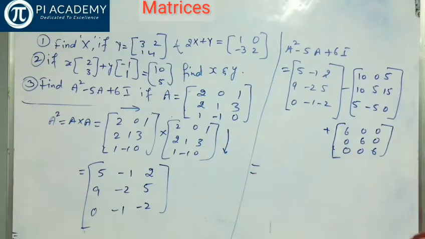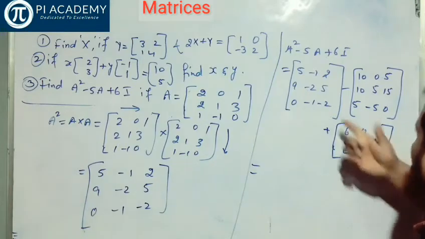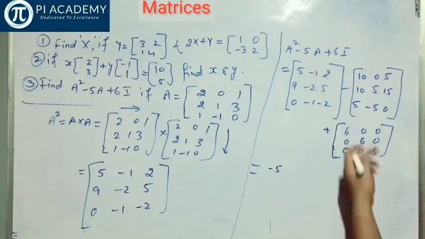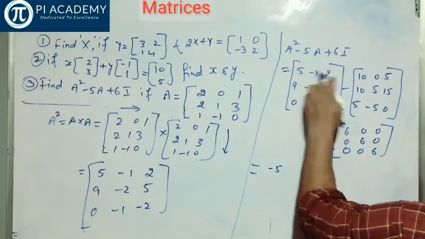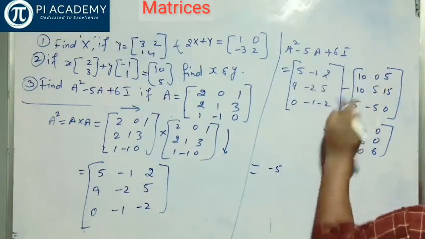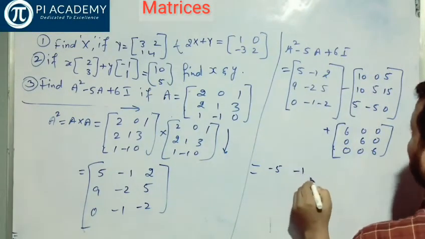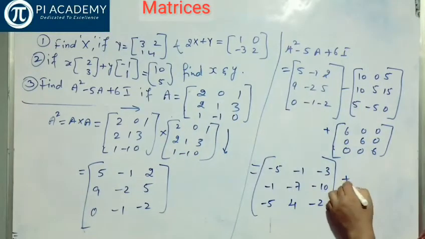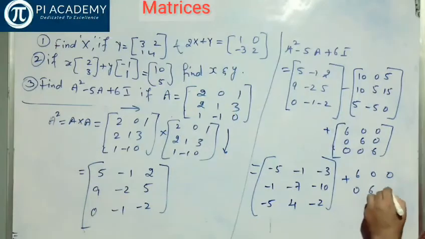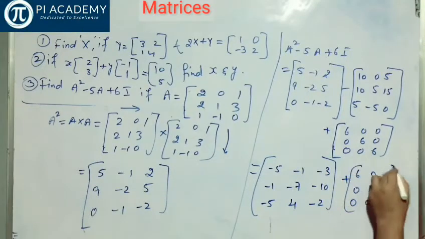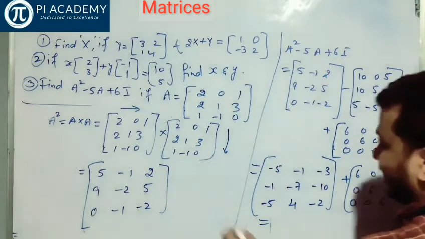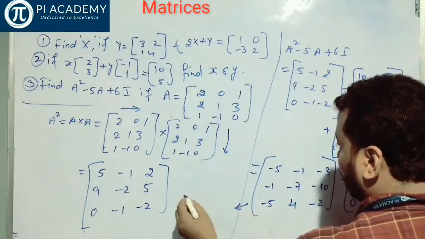So normal addition and subtraction you can do directly also. Otherwise you can just do 5 minus 10, so it will become minus 5. And plus 6 if you want. Directly if you want you can do it. 5 minus 10 is minus 5, minus 1, 0 is minus 1, 2 minus 5 is minus 3, like this. And then you have to add with the 6 0 0, 0 6 0, 0 0 6. And hopefully you can add this one. So this will become how much? 1. Whether it is visible or not, I'll write it down here only. So hopefully you can understand.